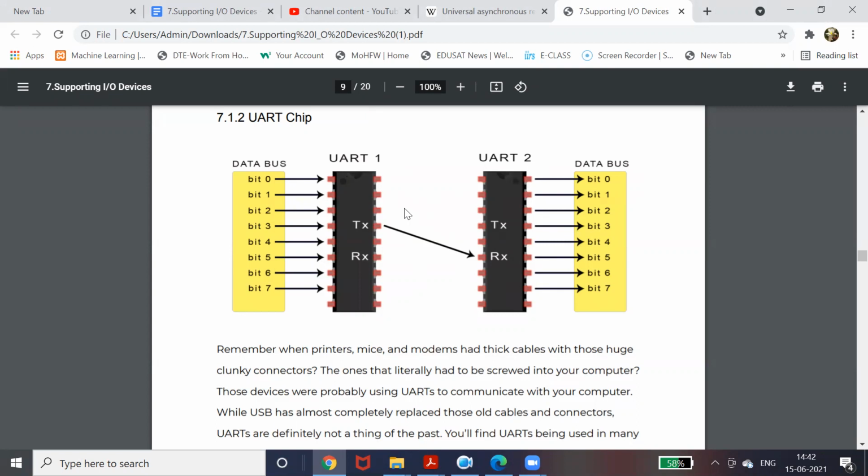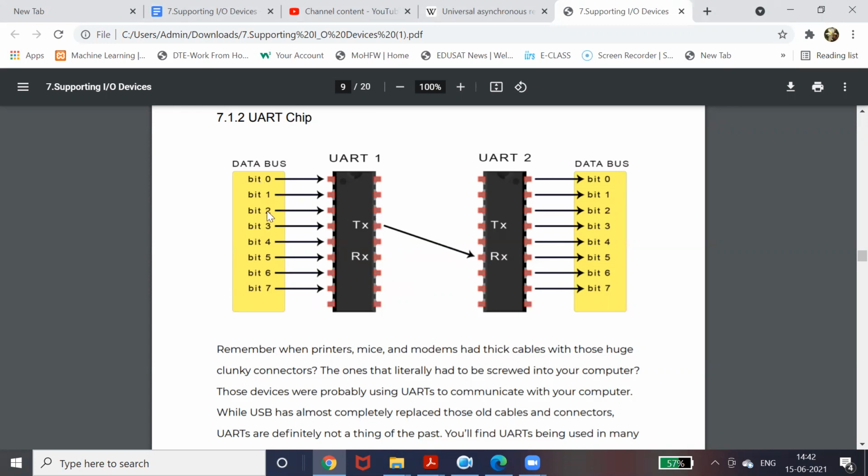So what does communication mean? It is a transfer of data from one point to another point. Now this communication can be serial communication or parallel communication. What is serial communication? Serial means one by one. So one bit will be transferred at a time.